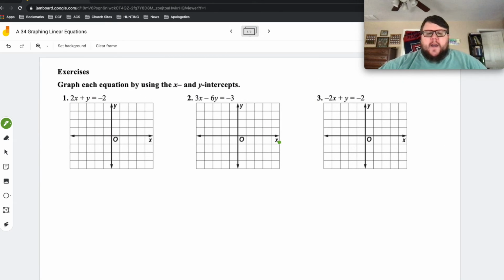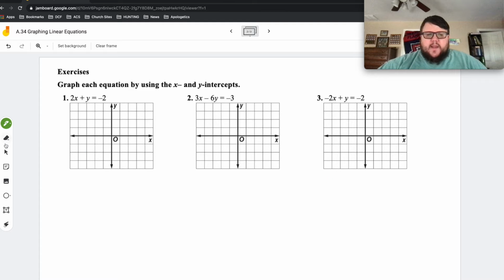So I'm going to go ahead and do a quick couple examples with you guys, and then I'm going to let you guys do it on your own. So I'm just going to do one of each, and then you guys are going to do the other two. All right, so I'm going to go ahead and pick number 3 to do.